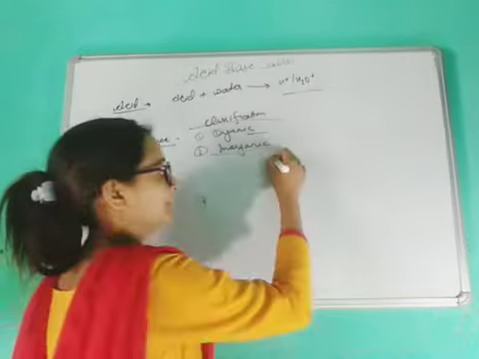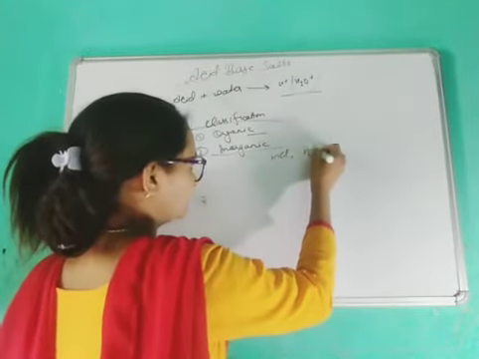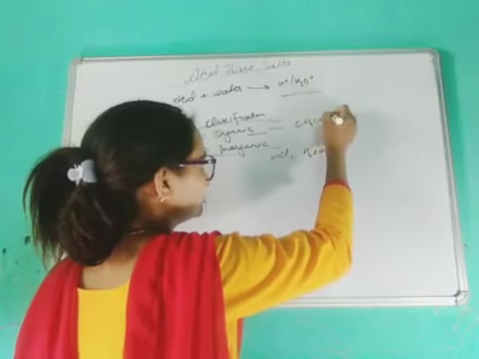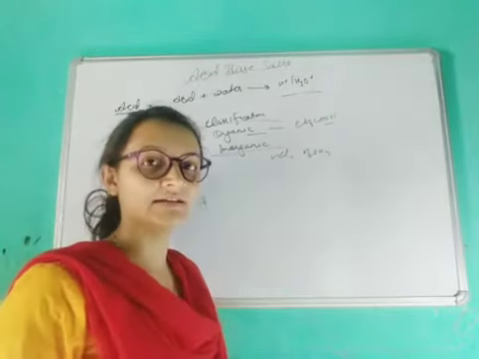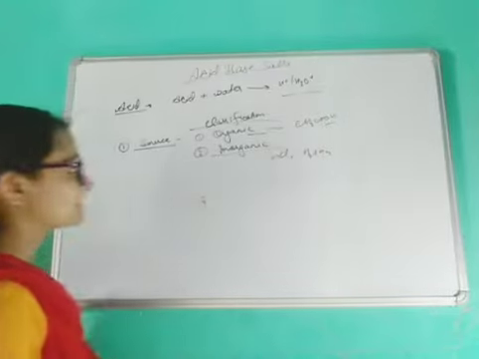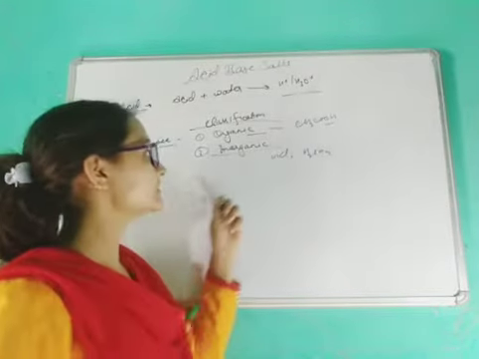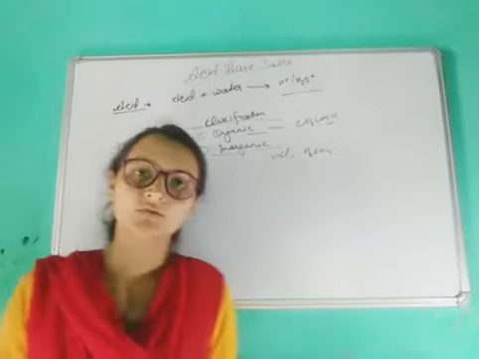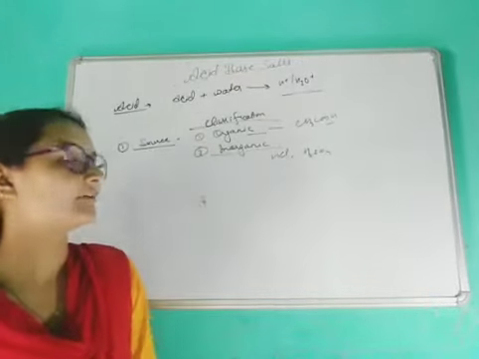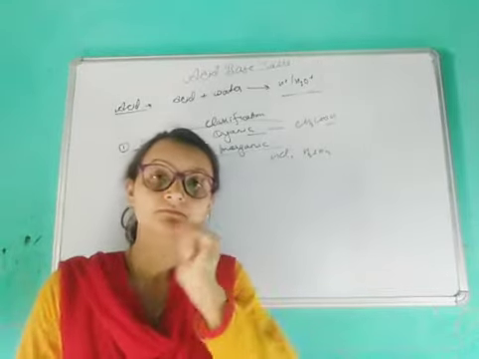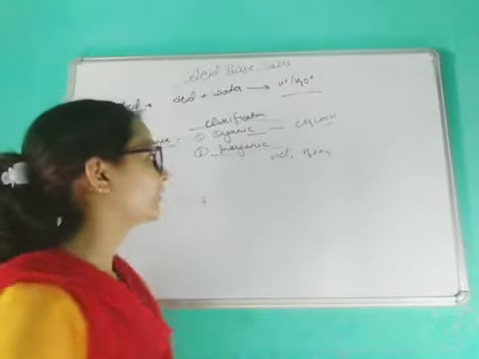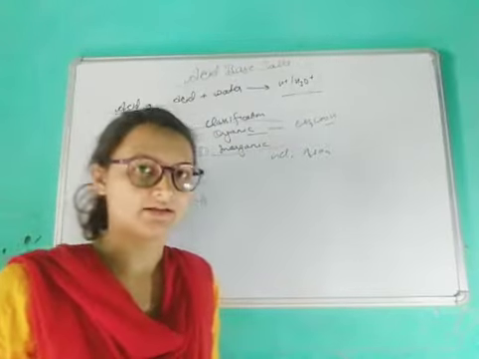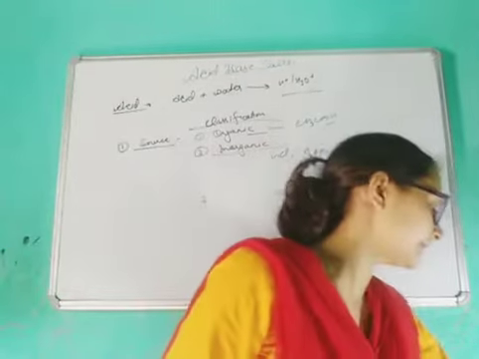For example, HCl, H2SO4 are inorganic, and organic ones have CH3COOH, which is acetic acid. So according to the source, we get organic acids from fruits and vegetables, and inorganic acids from minerals. Some inorganic acids we can also form in the laboratory.